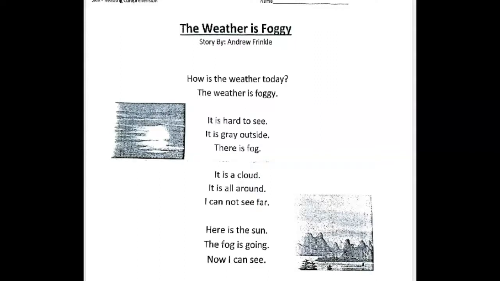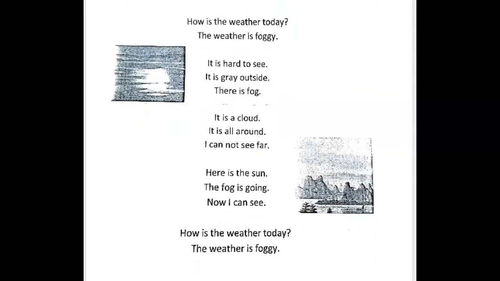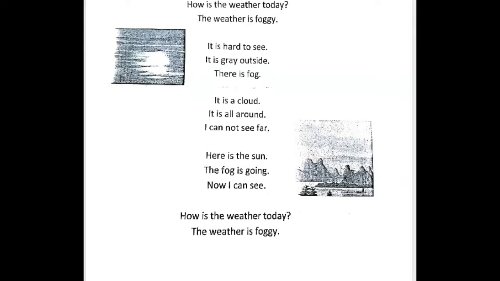The weather is foggy. How is the weather today? The weather is foggy. It is hard to see. It is gray outside. There is fog. It is a cloud. It is all around. I cannot see far. Here is the sun. The fog is going. Now I can see. How is the weather today? The weather is foggy.